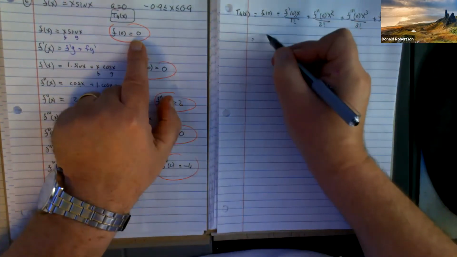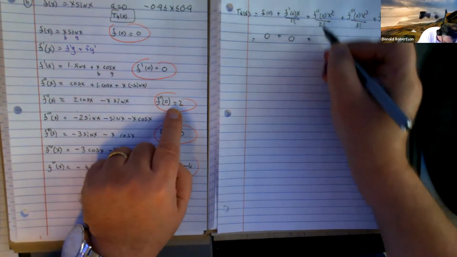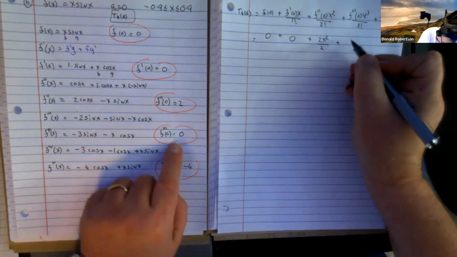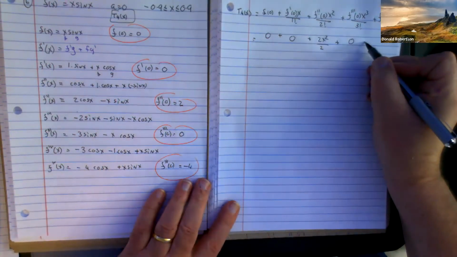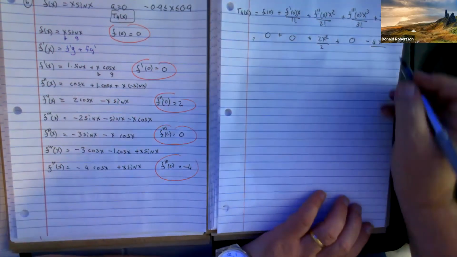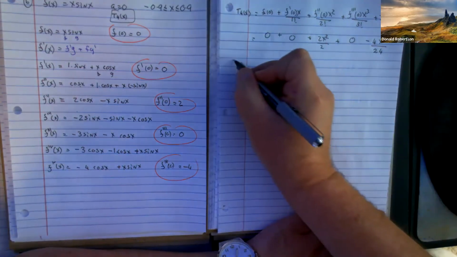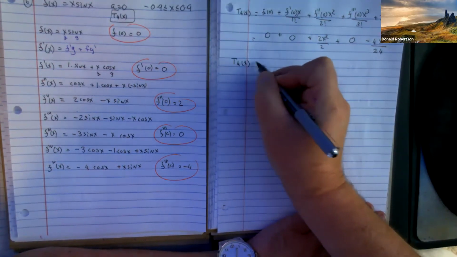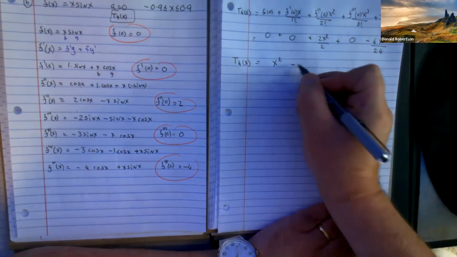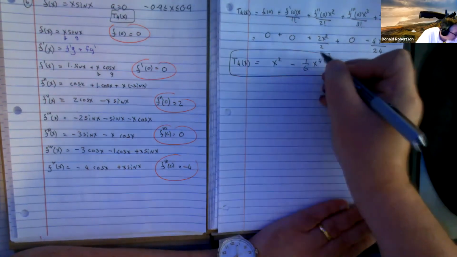Now, that guy is 0. That guy is 0. That guy's 2, so it's 2x squared over 2 factorial, which is 2. That guy is 0, and that guy at the end is negative 4 x to the 4 over 4 factorial, which is 2 times 3 times 4, 24. And we have T4 of x. Cancel that down, you get x squared. Put that together, you get negative 1/6 x to the 4. Done.